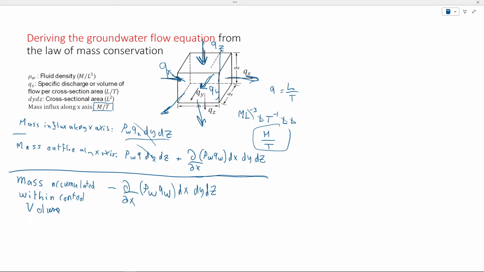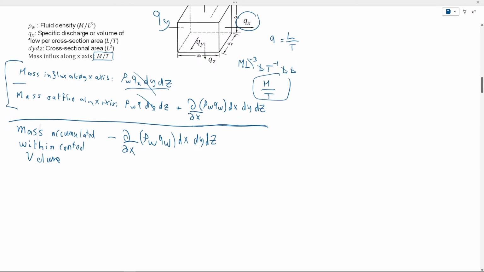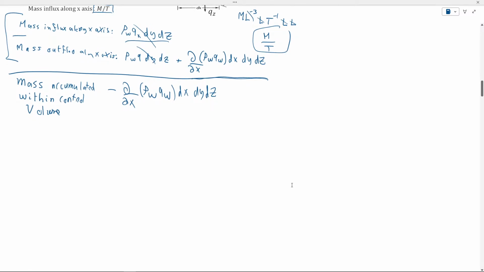Yeah. So whatever I did here, I can do the same for the other two dimensions. So as I did it with respect to x, I can do it with respect to qz, and I can do it with respect to qy. So if I did this, that will give me my total mass accumulation basically. I can take the negative sign out here, and that would be partial x of rho w q w dx dy dz. Yeah.